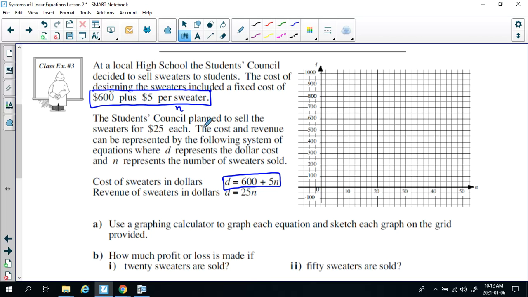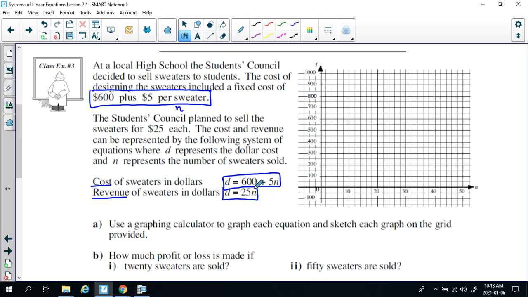And then it says, how much money do they make? Well, it says they make $25 for every single sweater sold. So my revenue would just be $25 times the number of sweaters sold. So that's going to be my second equation here.